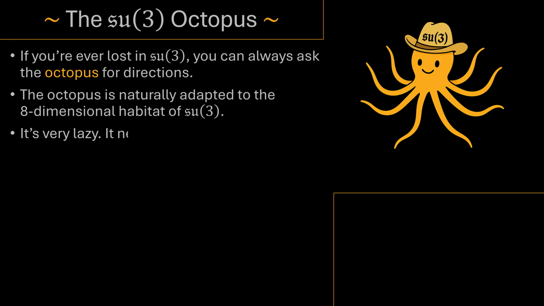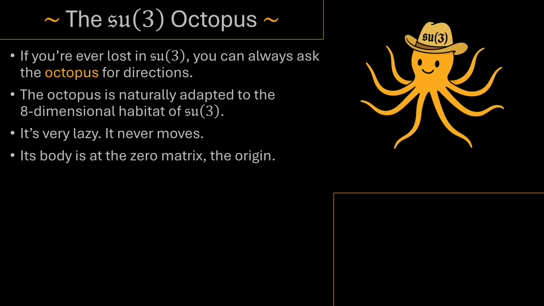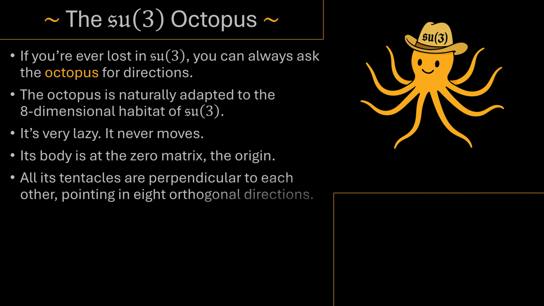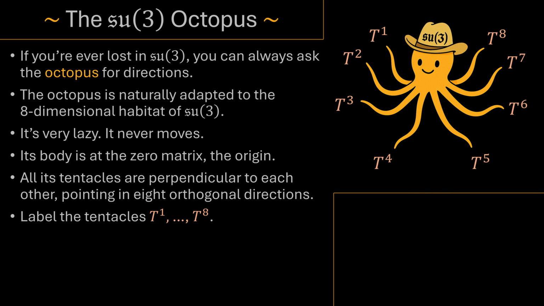So the way to imagine it is that there's an octopus that lives in su(3). It's very lazy, it never moves, its body is at the 0 matrix, which you can think about as the origin of the space, su(3), and all of its 8 tentacles are perpendicular to each other, so they each point in 8 orthogonal directions in su(3). And we can imagine labeling the 8 tentacles T1, T2, up to T8. Hey, maybe T stands for the tentacles. And of course, each one of these tentacles corresponds to a generator of su(3).